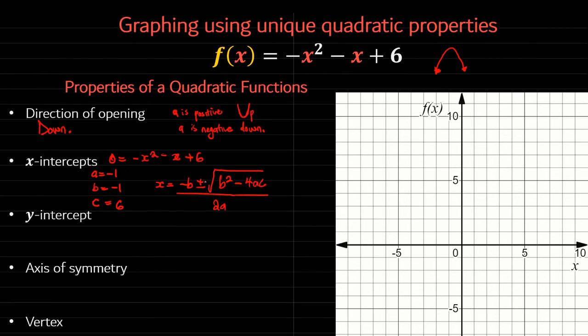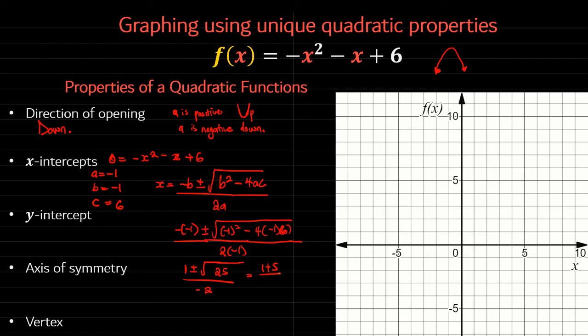right? So if I do this, let me plug in quickly. I would have minus negative 1 plus or minus square root of negative 1 squared minus 4 times negative 1 times 6, over 2 times negative 1. So this would give me 1 plus or minus the square root of 25, because 1 plus 24 is 25, over negative 2. So this would give me 1 plus 5 over negative 2, or 1 minus 5 over negative 2. This is negative 3, or positive 2, right? So I believe we all know how to do this.